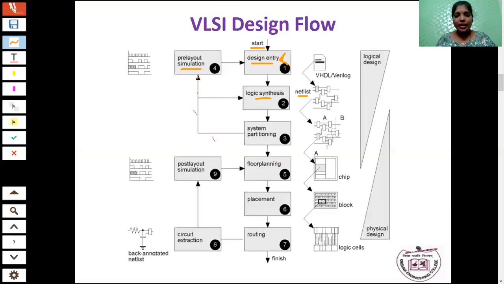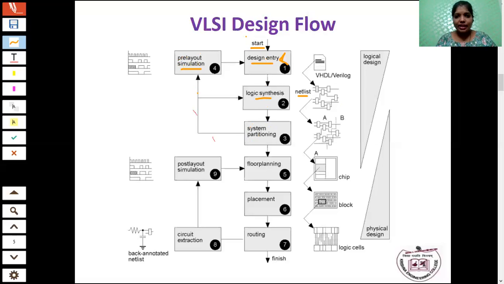Suppose it fails to satisfy the function, then again we start from step 1, that is design entry, then logical synthesis and system partitioning. After system partitioning, again we verify the design. If it satisfies the design specification, that is, if the verification is valid, then we proceed with the physical design.